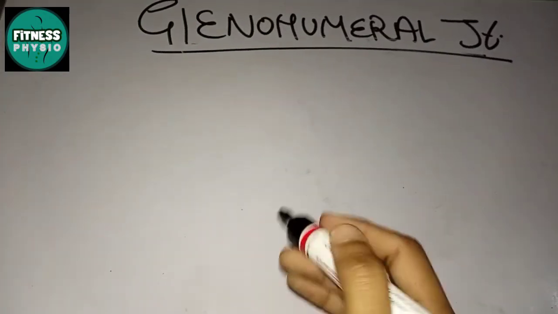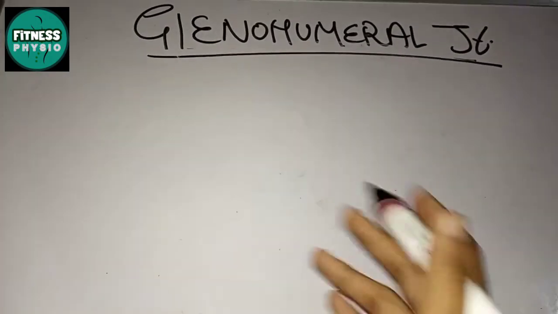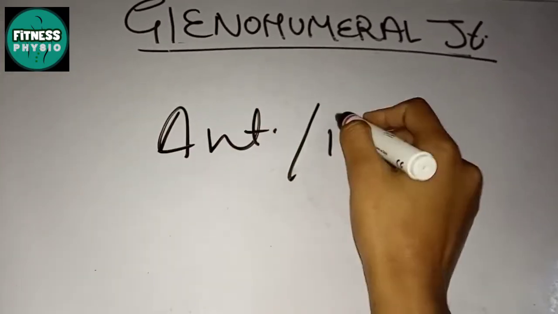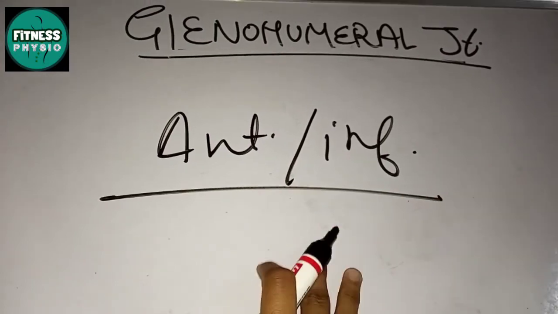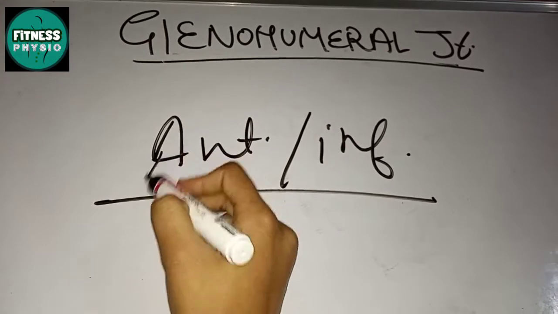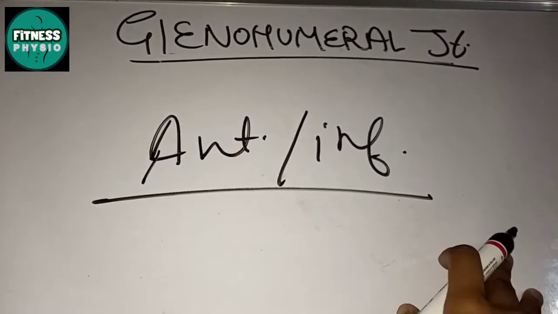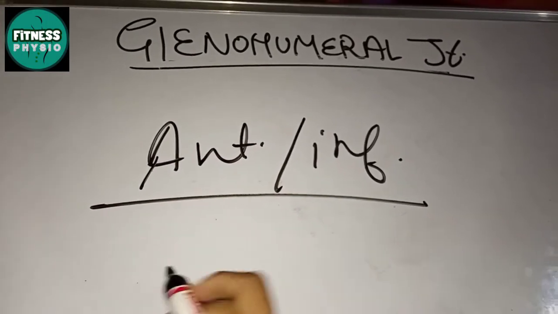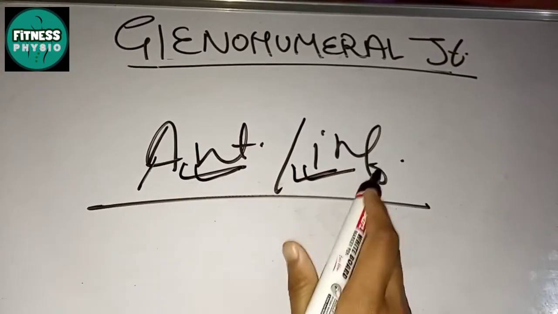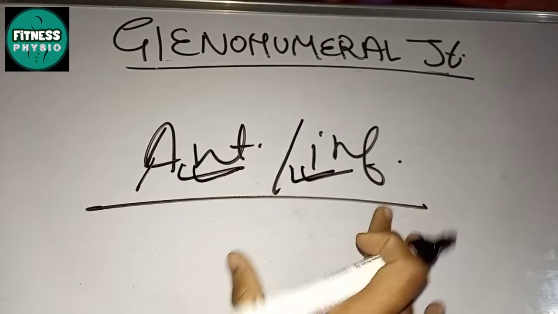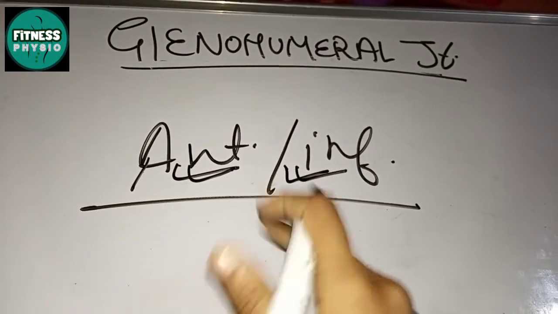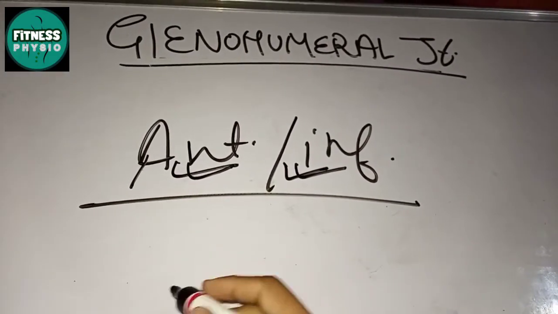If you are asked which dislocation is more common in the shoulder, your answer will be anterior and inferior dislocation is more common in the glenohumeral joint. Why is anterior and inferior dislocation more common? Basically the capsule in the anterior and inferior direction is very weak. Because of this weakness of the capsule, there is a greater chance of dislocation in the anterior and inferior direction.